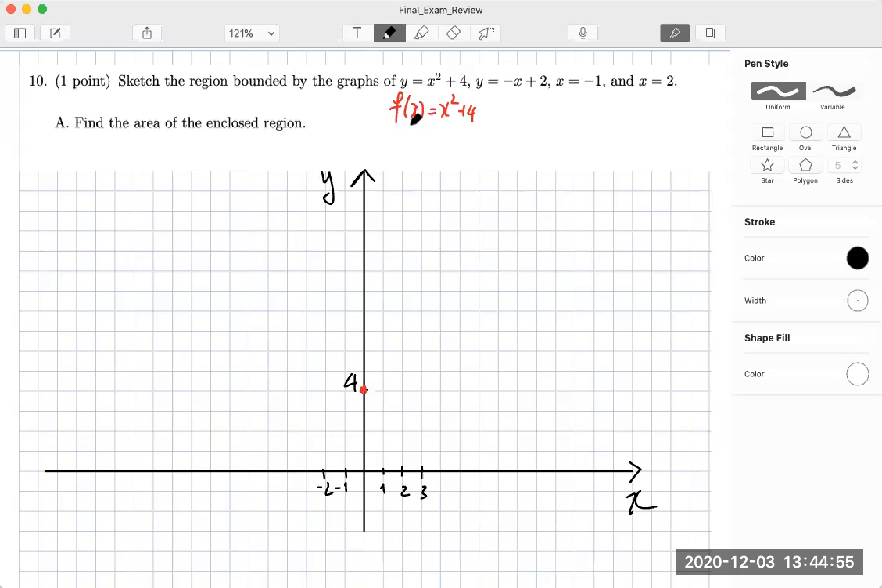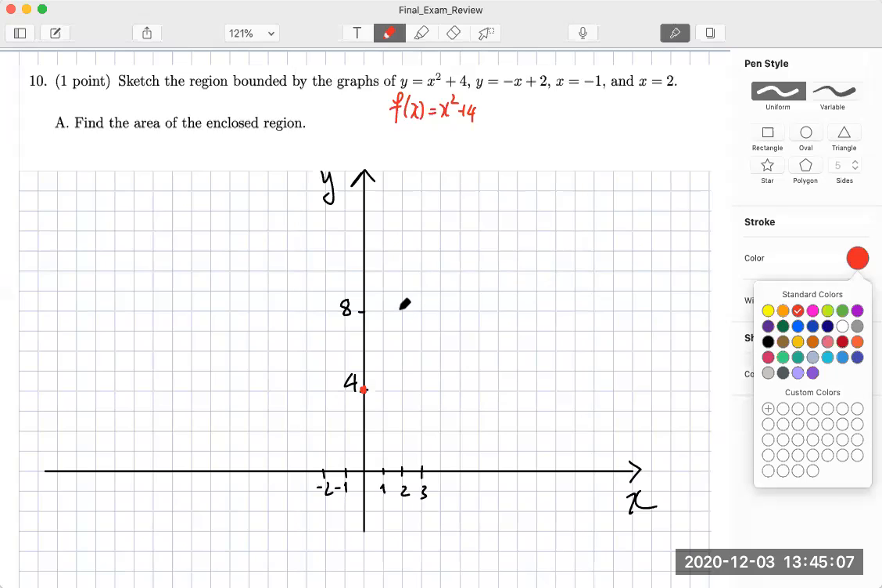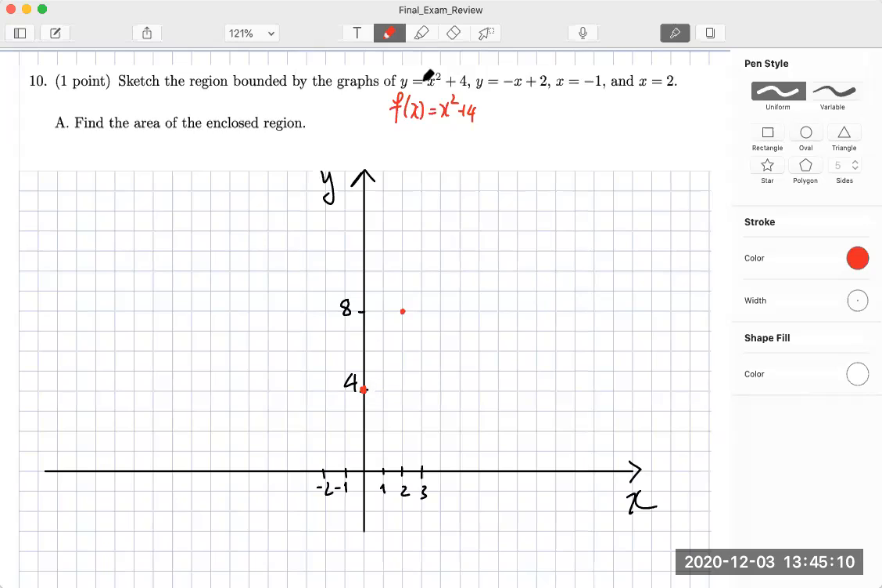Then at x equal to 2, y will be 8, right? And this function at -2 also gives us 8. Okay, very good. So the graph of the function f will be like this.